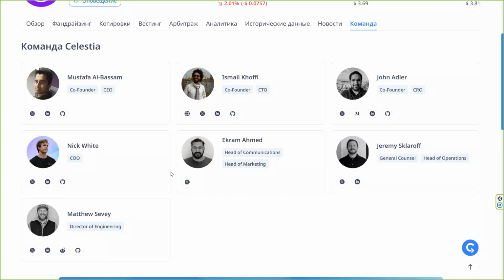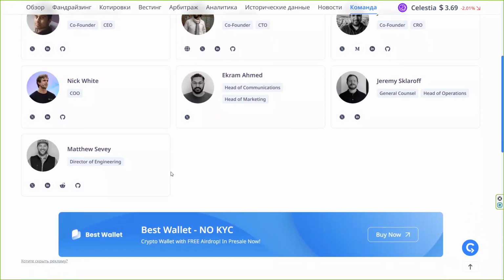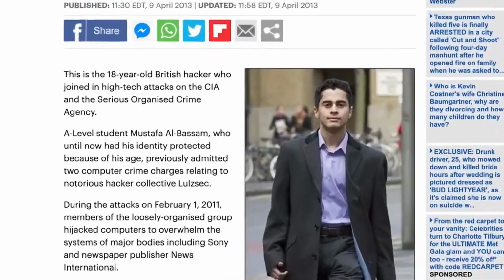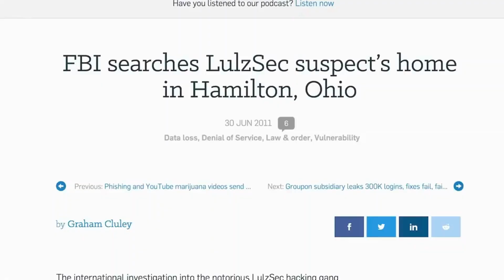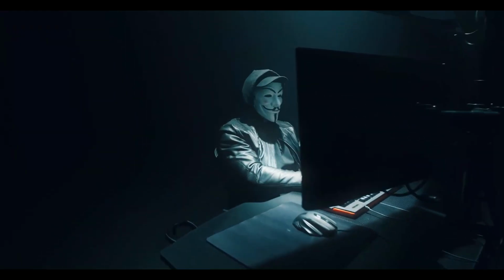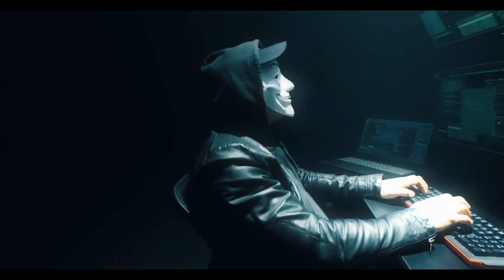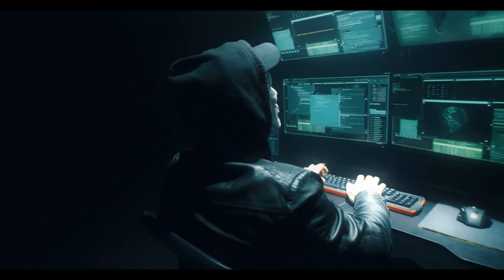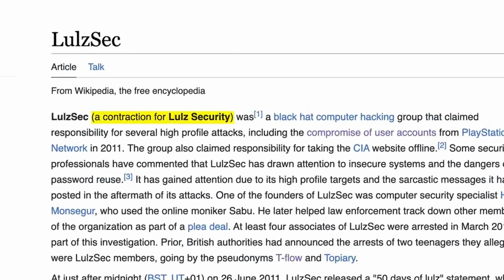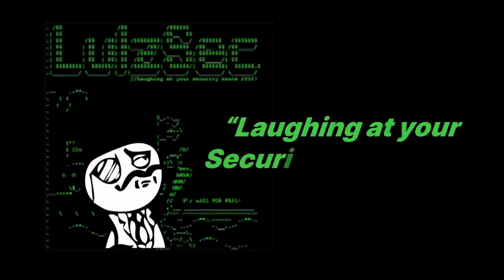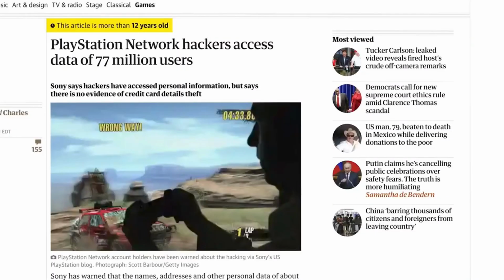In general, I wanted to pause on an amazingly inspiring story that I couldn't skip or ignore. At 16, the CEO of CELESTIA Labs, Mustafa Al-Bassam, was wanted by the FBI, CIA, and UK police on 82 charges of cyber attacks. There was a hacker group called LulzSec, which was created as a branch of the larger hacker group Anonymous, known to everyone. LulzSec stands for Lulz Security, which, figuratively speaking, means laughing or having fun with your security.